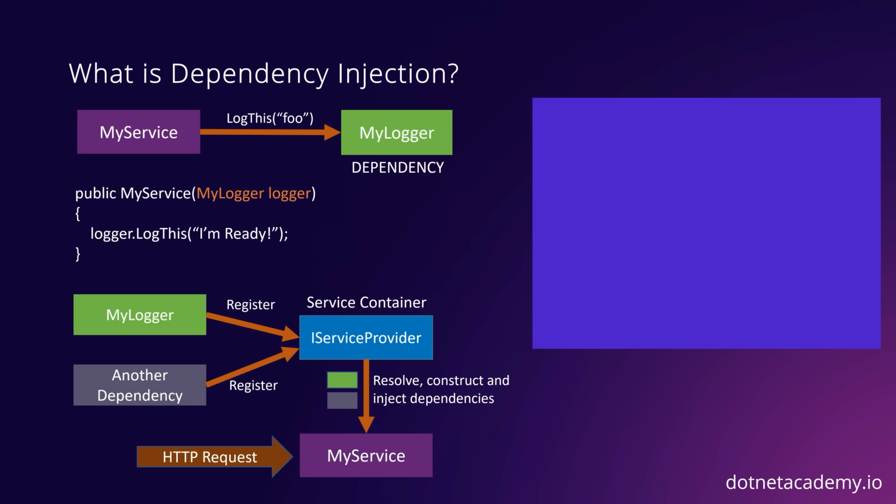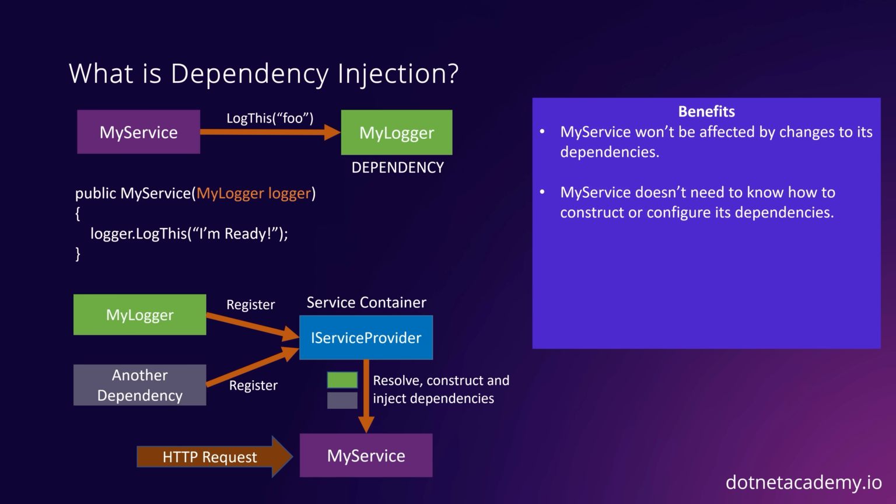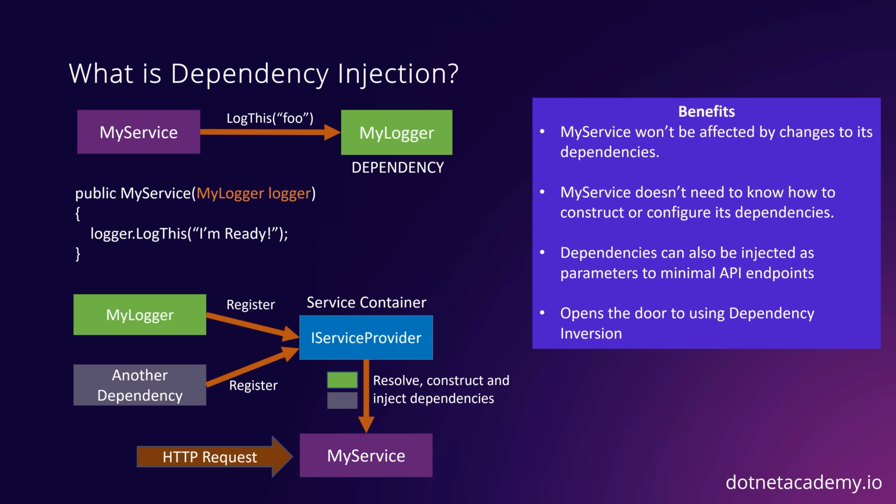This enables multiple benefits for your application. To start with, myService won't be affected by changes to its dependencies. It doesn't matter how many times the constructor of myLogger changes, there is no need to change myService. Moreover, myService won't be creating instances of myLogger, so it doesn't need to know how to construct or configure it. If your application uses minimal APIs, dependencies can also be injected as parameters to your minimal API endpoints. Finally, dependency injection opens the door to using dependency inversion.